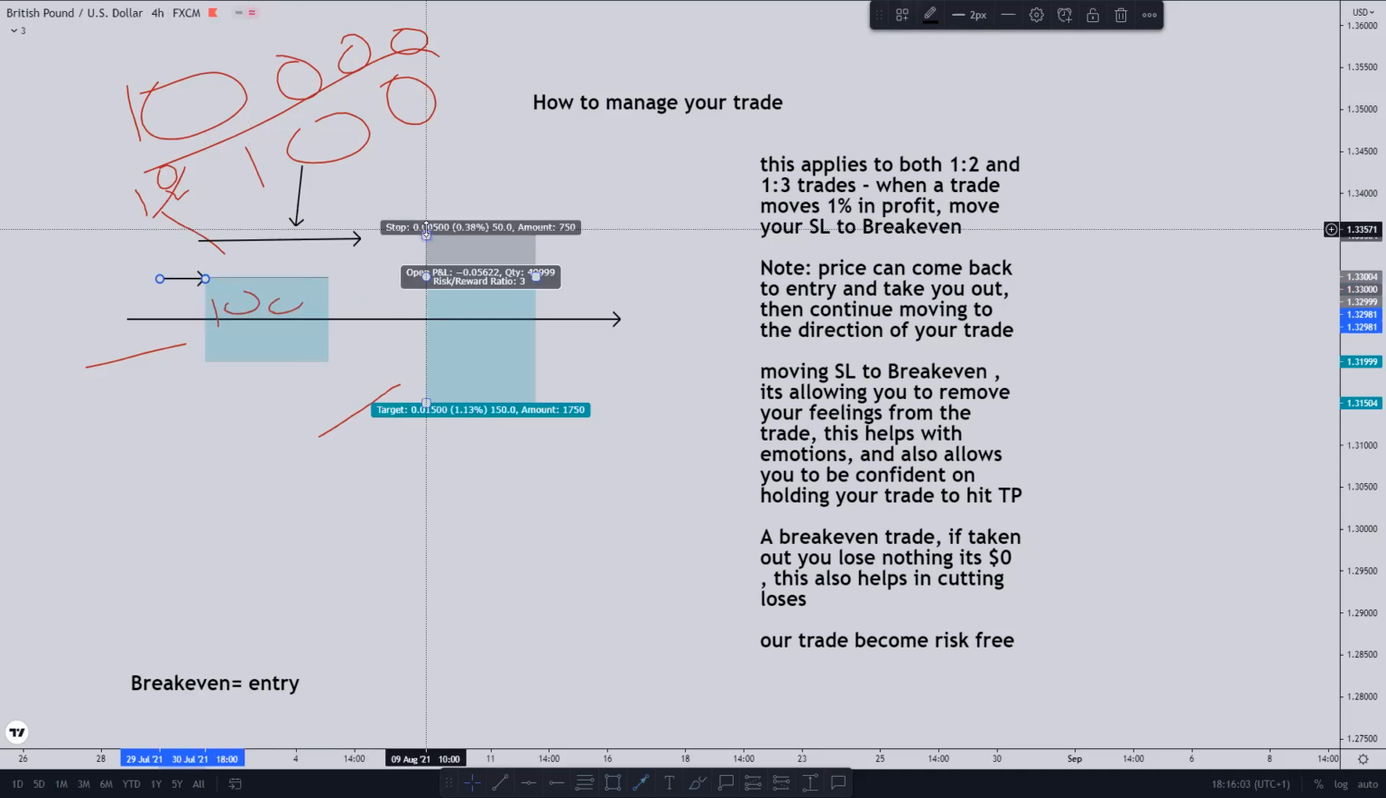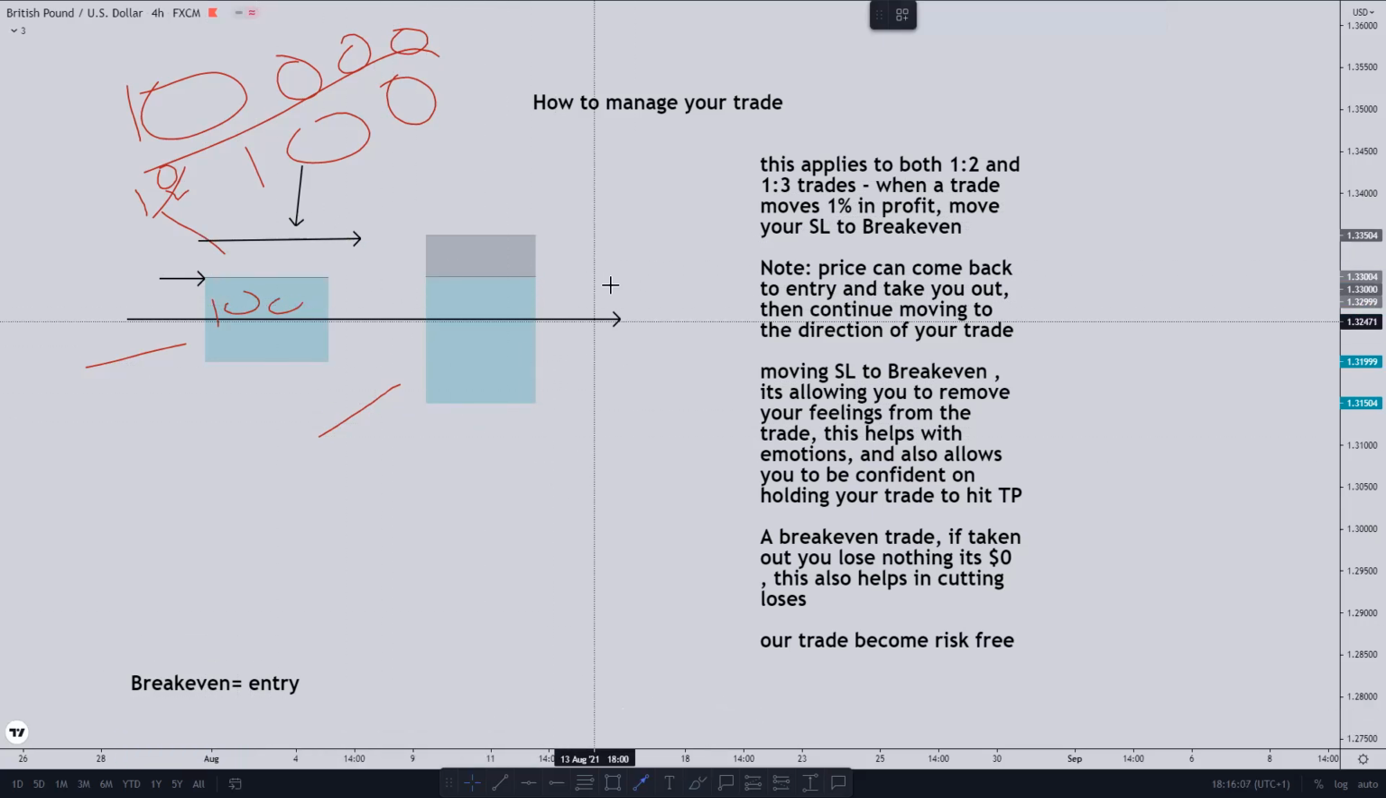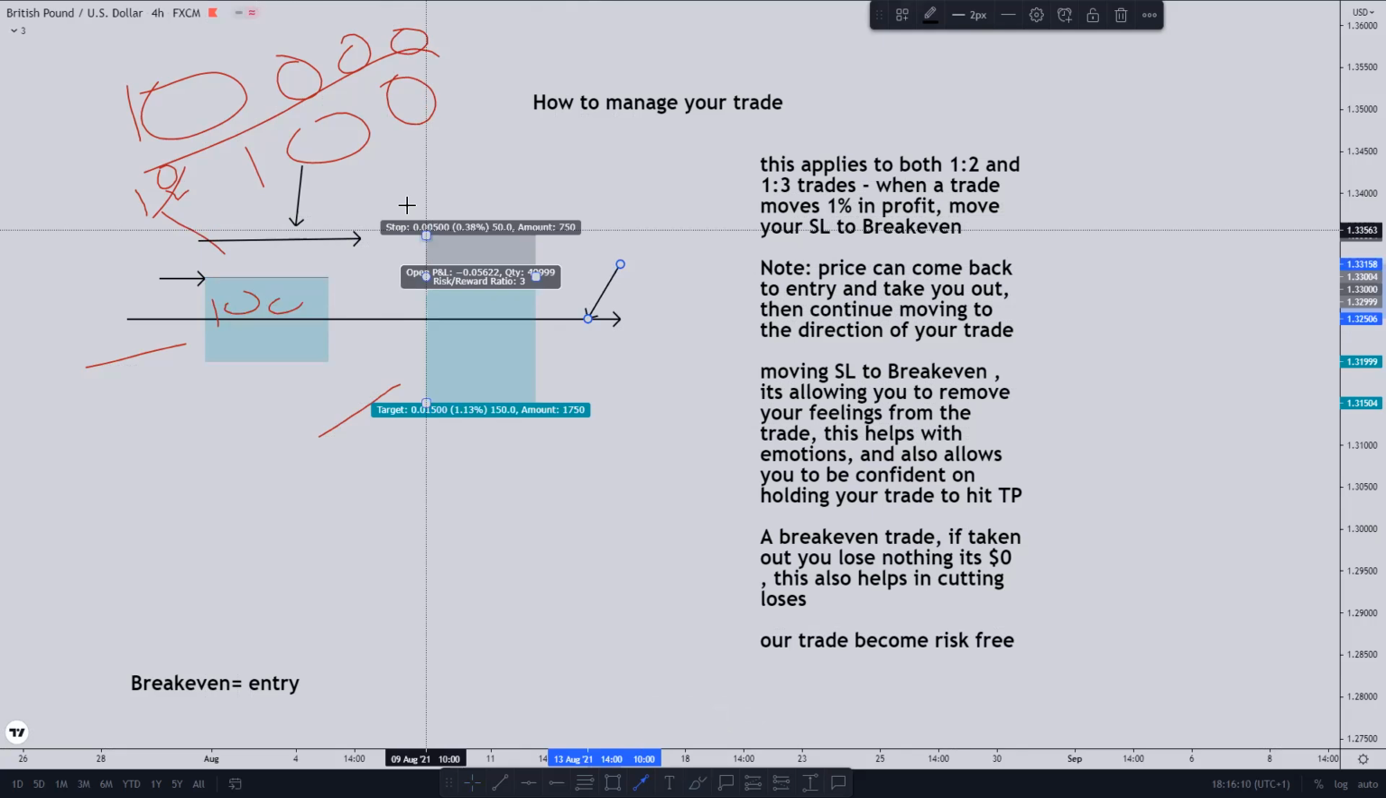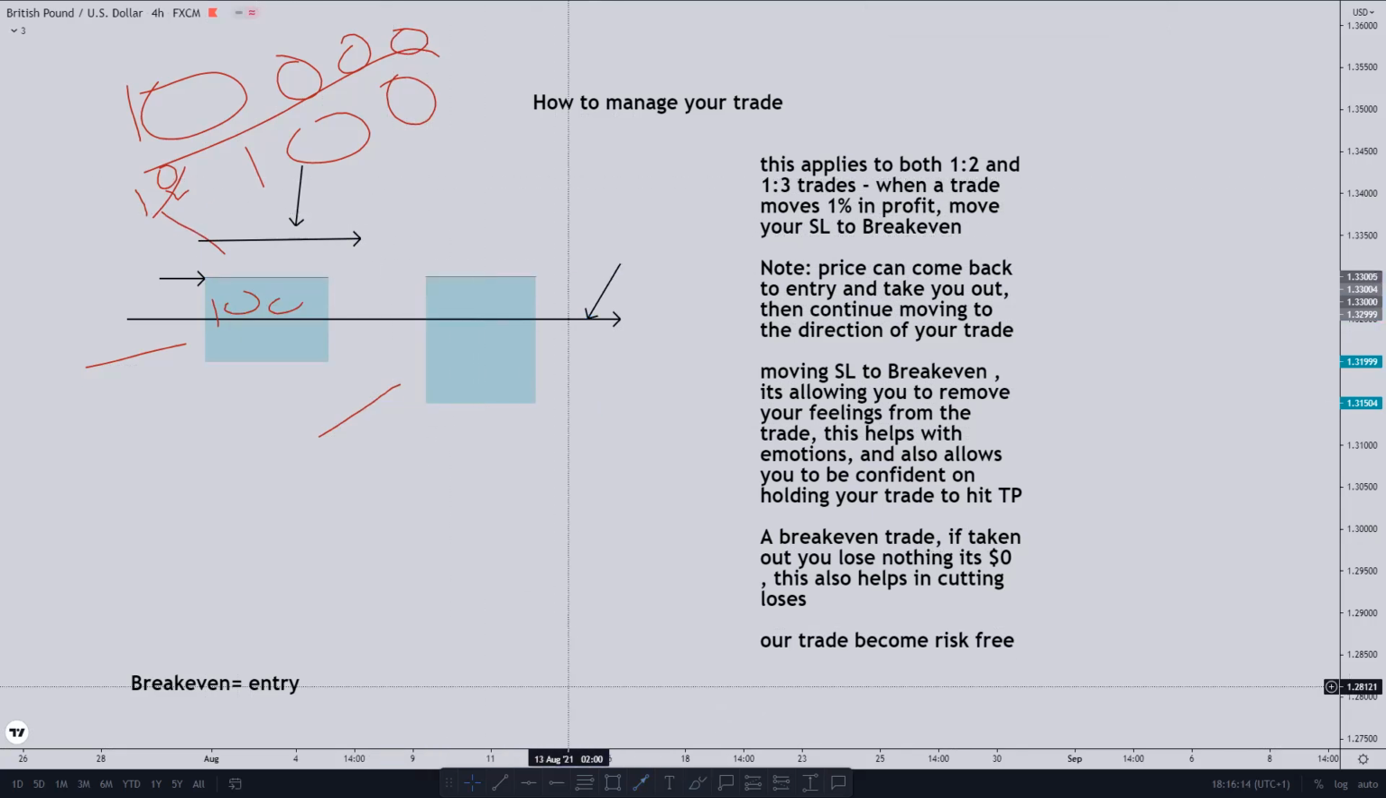So on 1 to 3, it's going to be the same thing. The moment the trade moves 1% in profit, what you do is you just move your stop loss to break even, and then now your trade is risk-free, right?